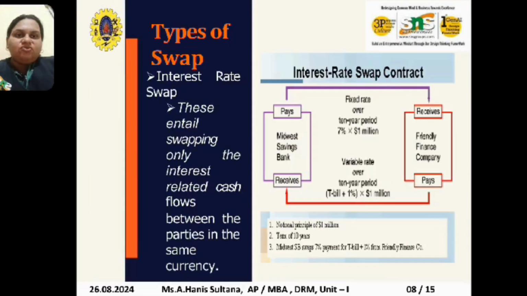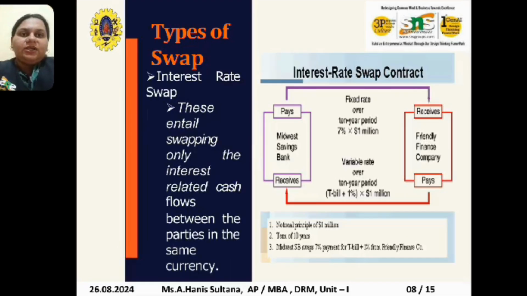So types of swaps: there are interest rate swaps. This entails swapping only the interest related cash flows between the parties in the same currency. For example, Midwest Savings Bank receives at the fixed rate over a 10-year period, that is 7%, on, for example, $1 million, and pays the variable rate over a 10-year period, that is T-bill plus 1% of interest.